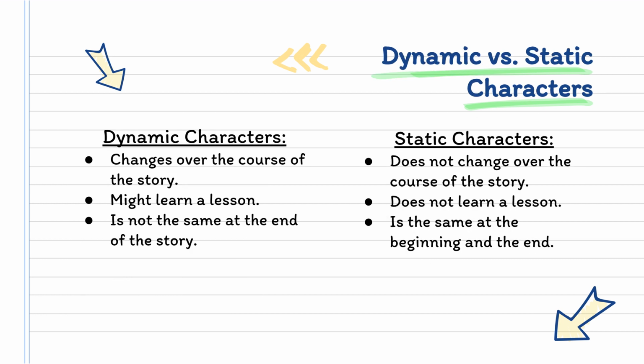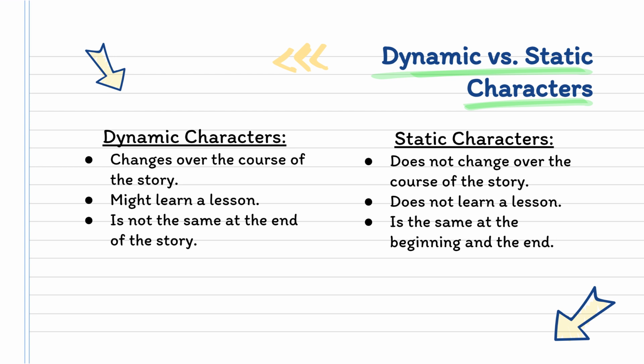So let's talk about dynamic and static characters. A dynamic character is a character that changes over the course of the story. They're going to be learning lessons that's going to teach them that they need to change. Now, they are not going to be the same at the end of the story as they were at the beginning of the story. A static character does not change over the course of the story. They don't learn a lesson, and they're the same at the end as they were at the beginning.